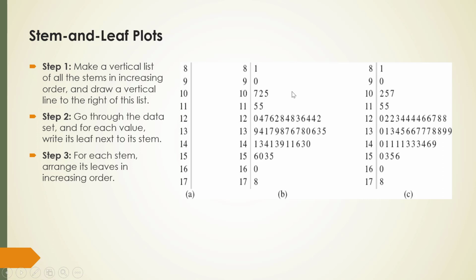Now we are going to rearrange the leaves in the same stem. For the stem 10, we have three numbers 7, 2, 5. So we rearrange them in increasing order. We have 2, 5, 7, and do the same thing for the other stems. That's how we construct stem and leaf plots. Stem and leaf plots also can tell you if the dataset is symmetric or skewed to the left or skewed to the right. So if you look at this dataset, it is slightly symmetric.